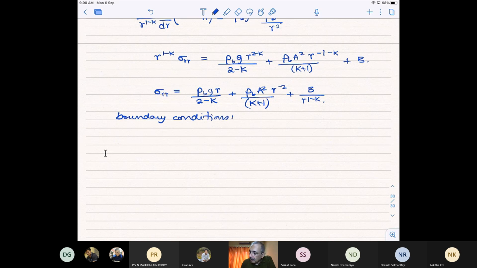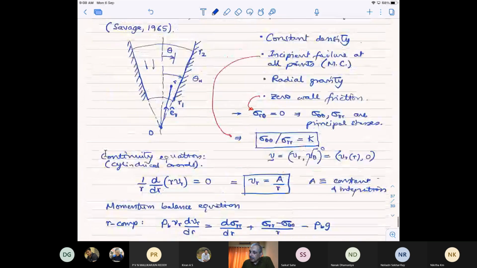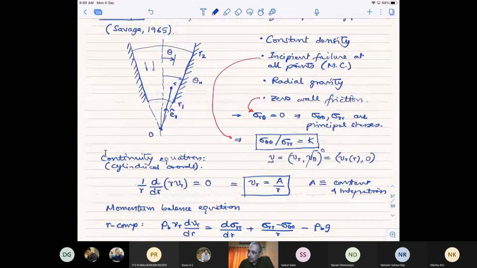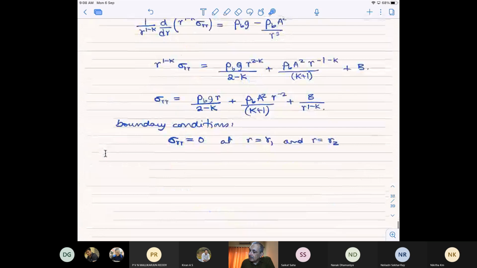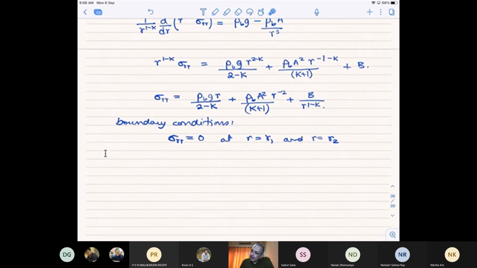And the boundary conditions are that sigma rr is equal to 0 at r equal to r1 and r equal to r2. So this is the simple boundary condition that we apply, that both at the exit and at the top surface the normal stress is 0. So through these two boundary conditions we can get the two constants a and b.